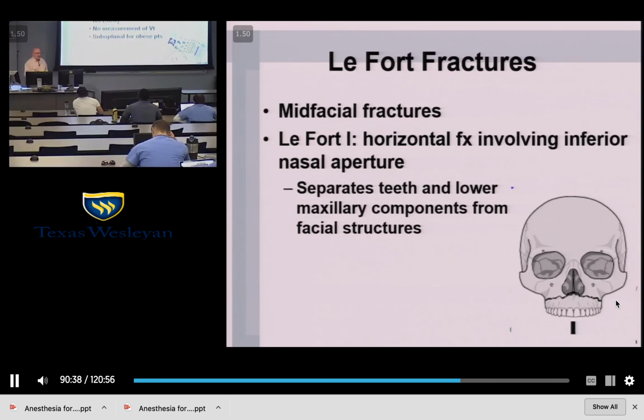So let's talk about Le Fort fractures here for a moment. If you have a patient that comes to you as a trauma from some kind of motor vehicle accident or what have you, they may have some kind of facial fracture. So a Le Fort 1 fracture is a horizontal fracture. It goes straight across, and it involves the inferior nasal aperture. Essentially, it separates the teeth and the lower maxillary components from facial structure. This is associated with significant blood loss.